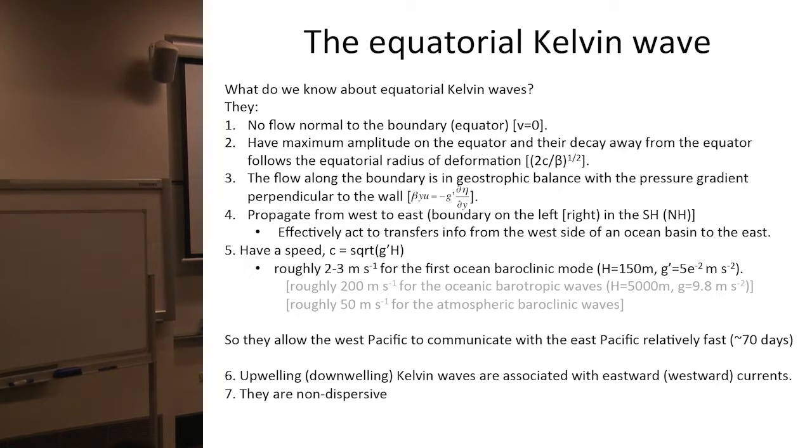They have a speed of roughly 2 to 3 meters per second, and they allow the West Pacific to communicate with the East Pacific, or the west side of any basin to communicate with the east side of the basin, relatively fast. For the Pacific, we're talking roughly 2 months, or 70 days. Upwelling Kelvin waves are associated with eastward velocities, while downwelling waves have the opposite.